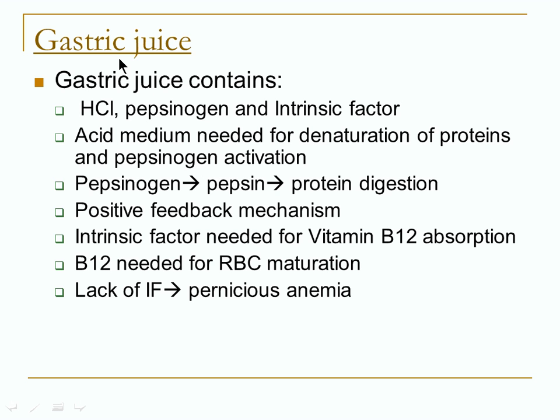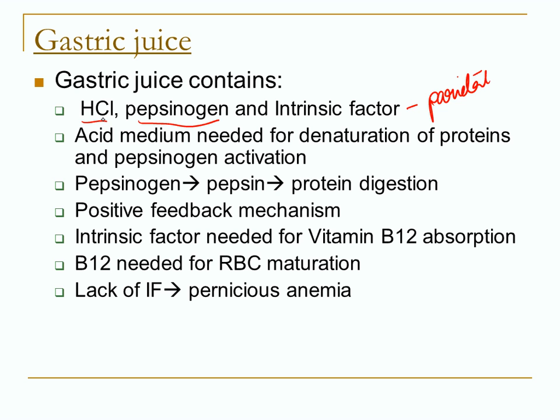So now let's look at what gastric juice contains. So gastric juice is produced by the epithelial cells, you know, the mucous neck cells and all those various cells, the parietal cells and the chief cells. So that's what those cells produce, the gastric juice. The parietal cells produce HCl, pepsinogen, which is the inactive form, and intrinsic factor.